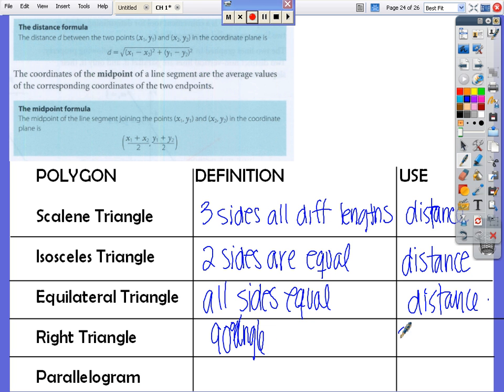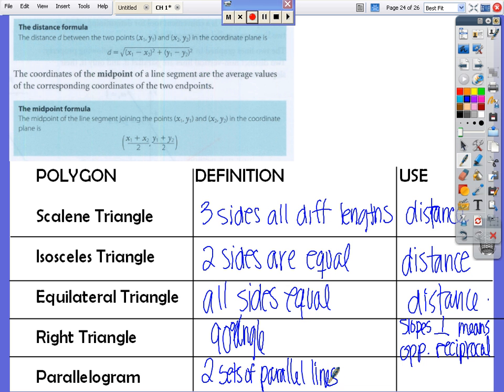So here you would use slope. And you want your slopes to be perpendicular, opposite reciprocals. So actually, let's write that a little bit neater here. Slopes perpendicular means opposite reciprocals. And then the last one, a parallelogram, would be 2 sets of parallel lines, which would be opposite sides have same slope.